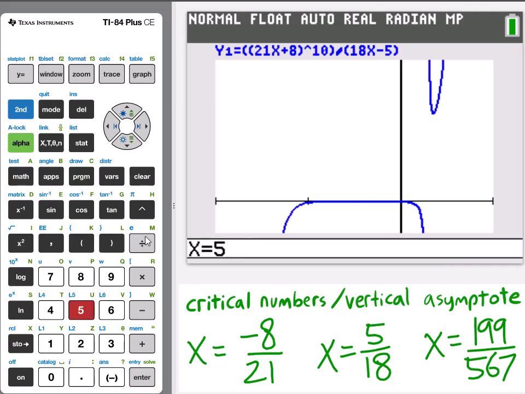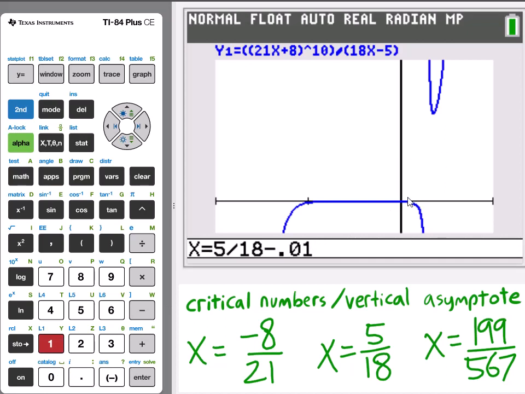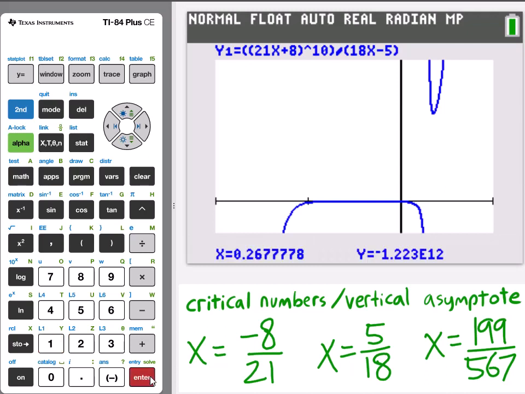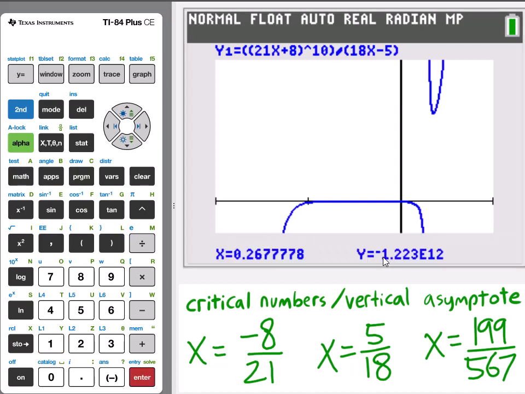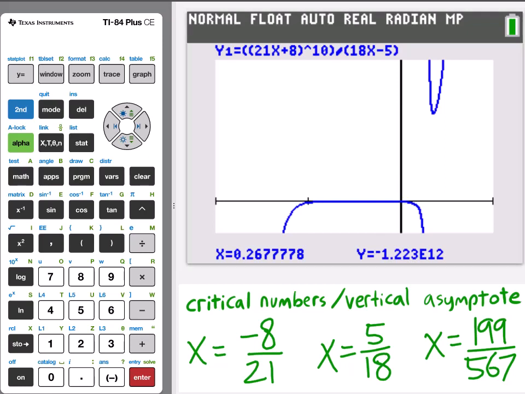And if I'd gone to 5/18 minus a tiny number, going slightly left of the asymptote, that should go down along this branch of the curve, and I'm expecting a really negative number. And sure enough, I get one, negative 1.223 E12. So this is just confirming that there is an asymptote there, or at least supporting that claim.